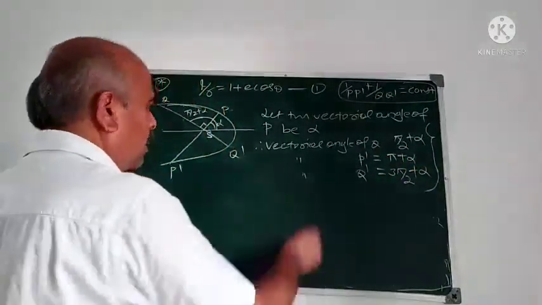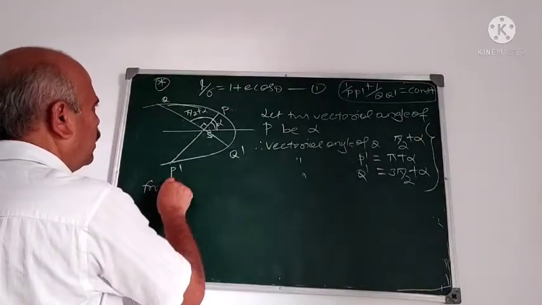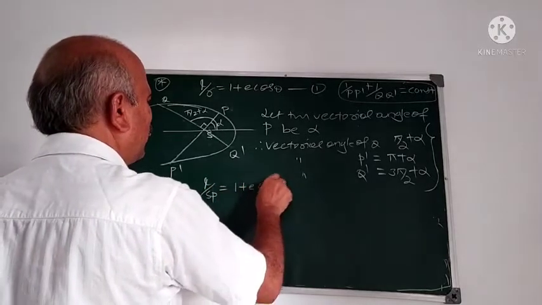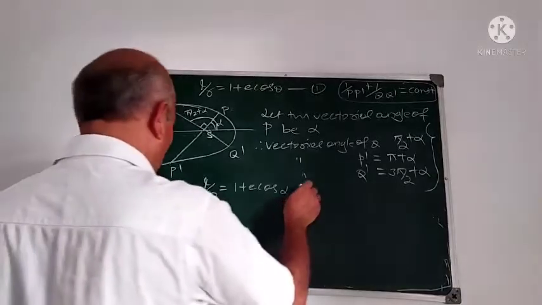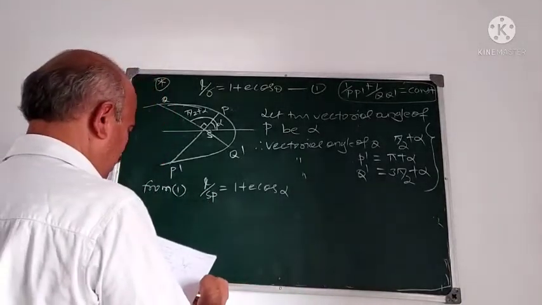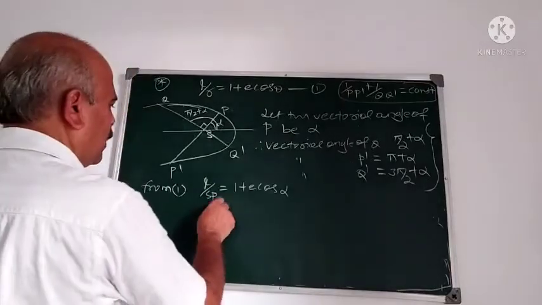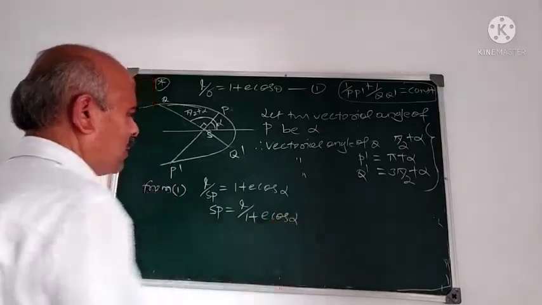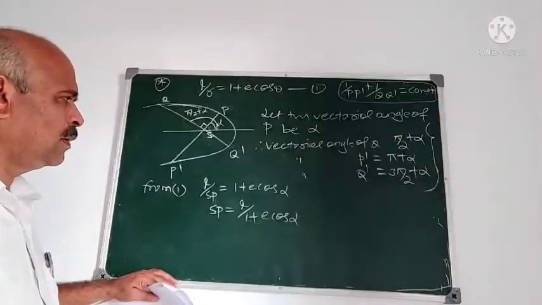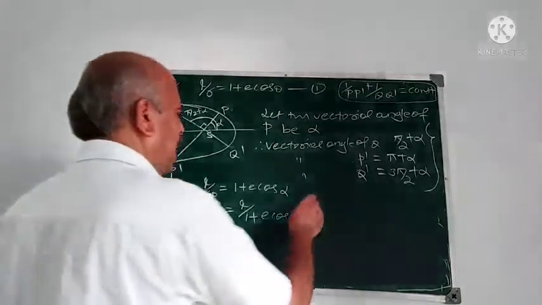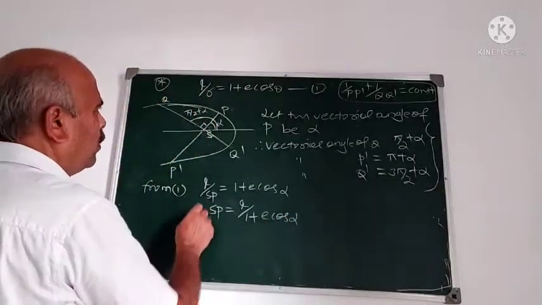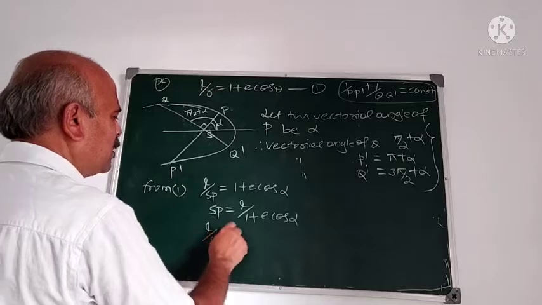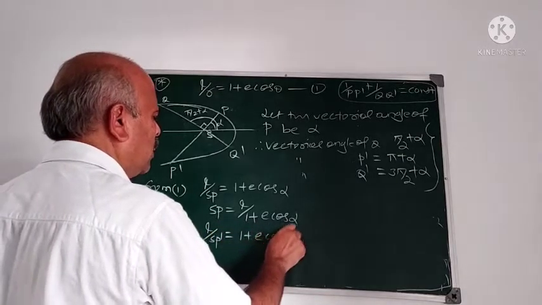Now, from 1, since P lies on this, L by SP is 1 plus E cos alpha. So what is SP? SP is L by 1 plus E cos alpha. This is the first one. Correct? And P dash, what is that? Yes, P dash lies on this. L by SP dash is 1 plus E cos pi plus alpha.